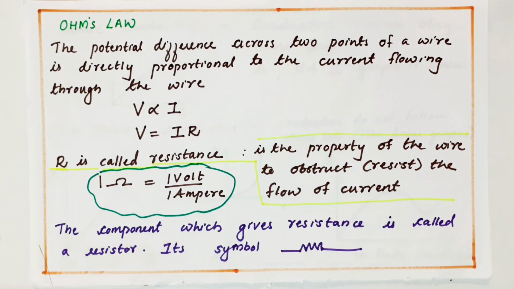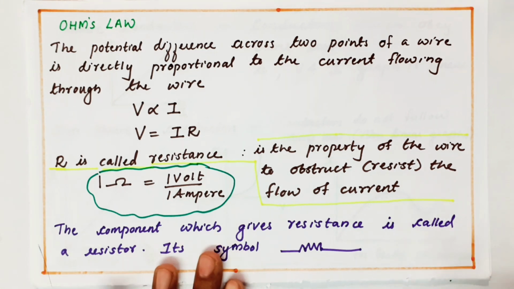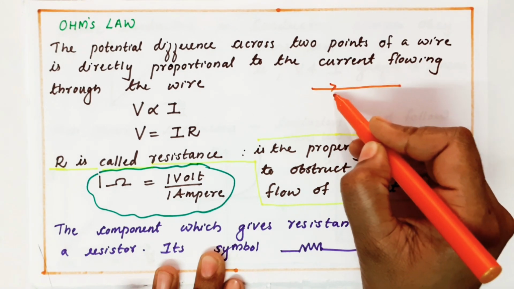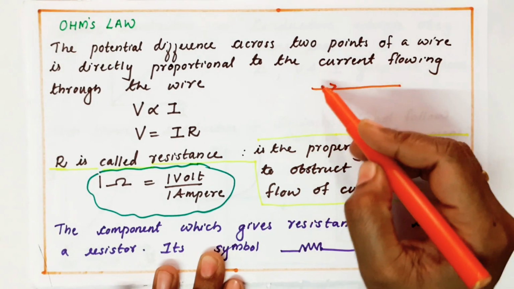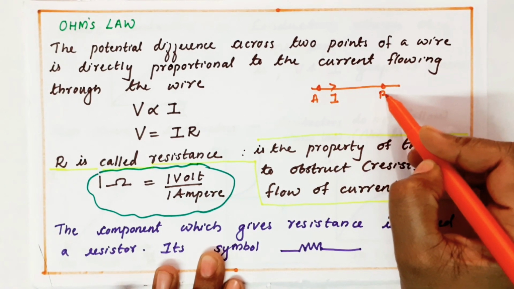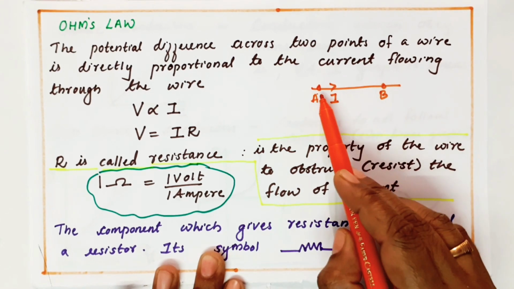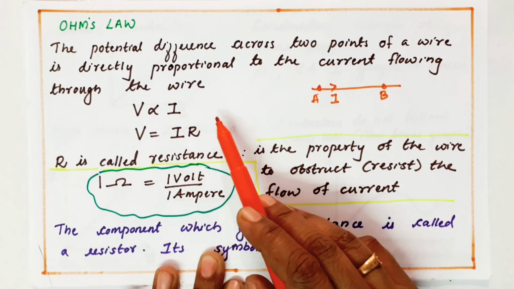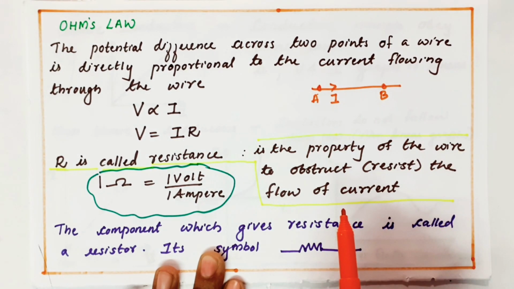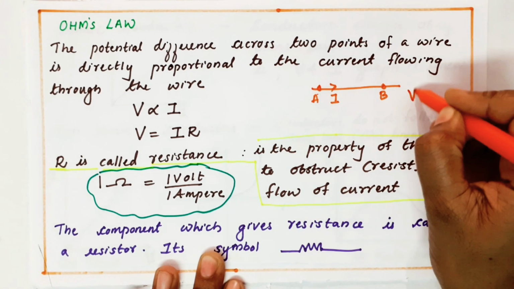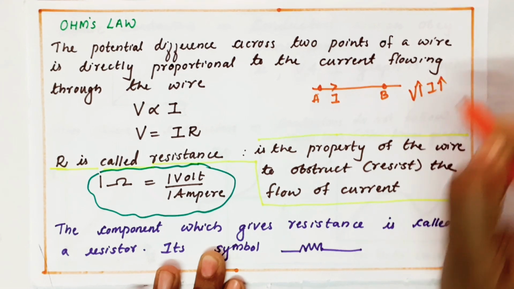Now, the basic thing of your current chapter is Ohm's law. What is Ohm's law? Let this be a wire. Through this wire, I is the current that flows. If they are asking the potential difference between these 2 points A and B, I need to find the potential difference between A and B. We found that the potential difference is directly proportional to the current. It means that as the potential difference increases, current also increases.